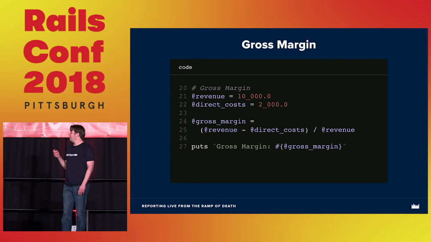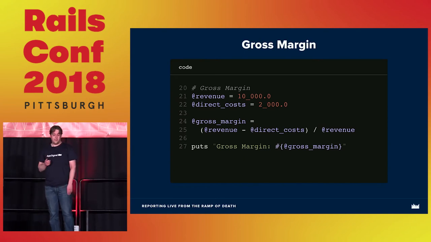You again have $10,000 in revenue. You're spending $2,000 on direct costs, and you calculate the percentage of that. So in this case, it will be 20%.